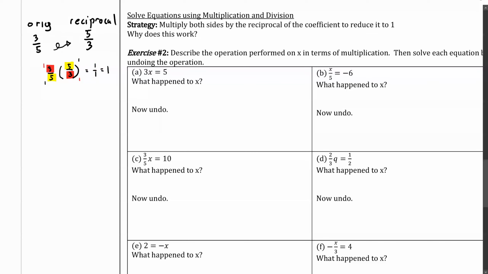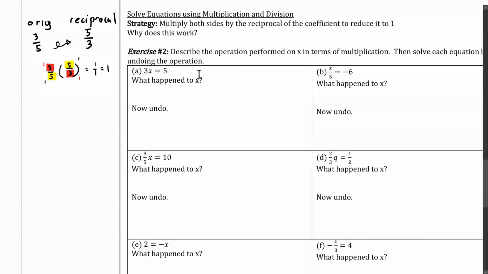And what's great about this is that since for solving equations, we're trying to get x variables by themselves, if you see a number that is attached to the variable as a coefficient, if you multiply by the reciprocal, that will then get x by itself. So here's what I mean. Exercise A, 3x equals 5. So what happened to x? Well, it's being multiplied by 3.